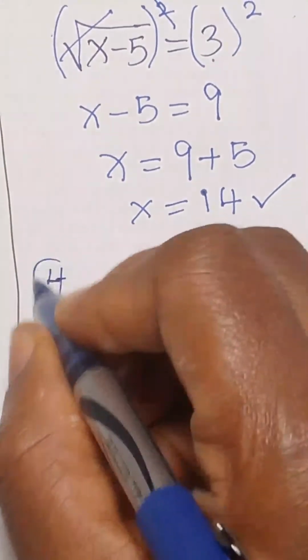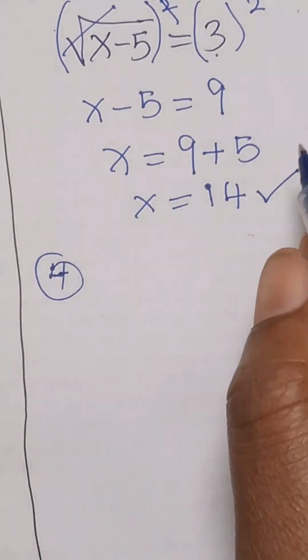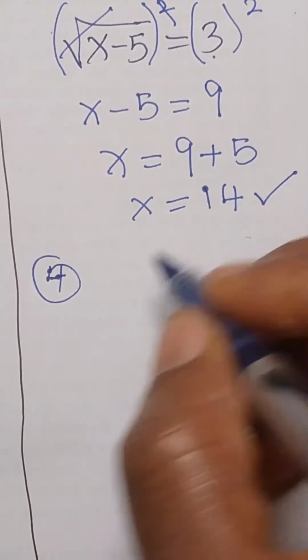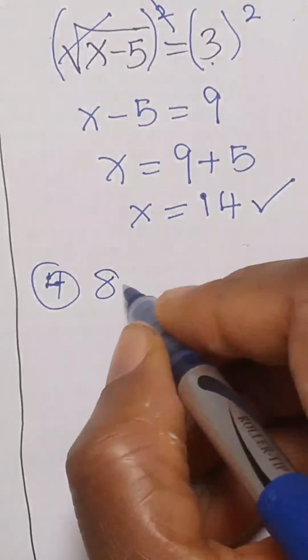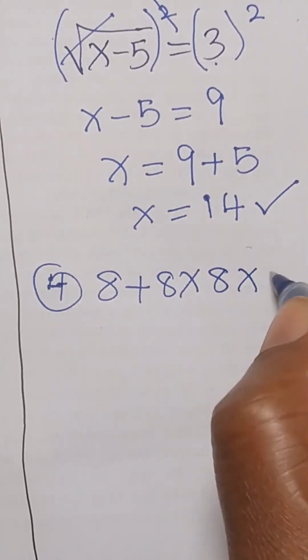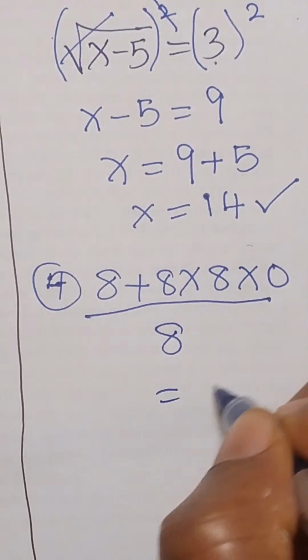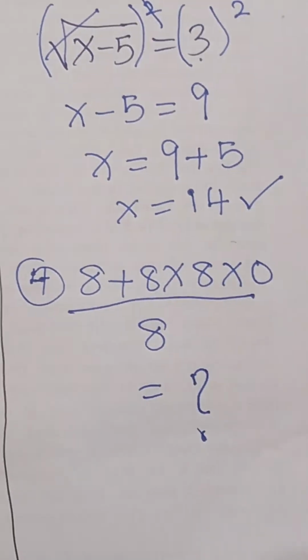Question number 4. And question number 4 says 8 plus 8 times 8 times 0 all over 8 is equal to what? So solve this and drop your answer.